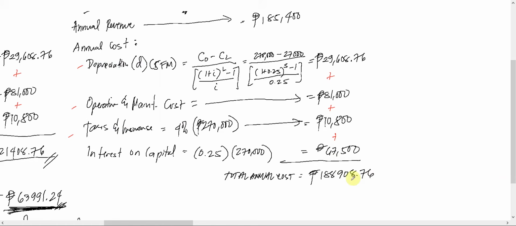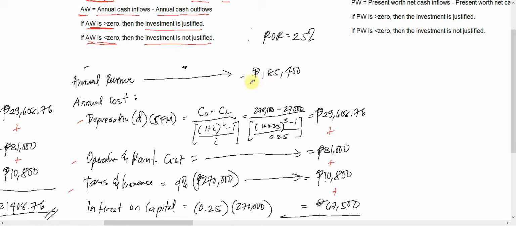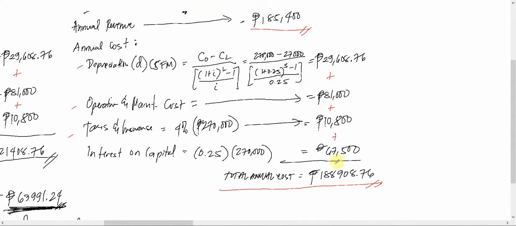188,908.76. So, kung titingnan pa lang natin itong na-solve natin, okay? So, in total annual cost, ibig sabihin ito yung every year na ginagastos natin, 188. Tapos, yung annual revenue natin, ito yung every year na sales natin, 185,400. Kung titingnan natin, 185,000 tapos 188 yung ginagastos mo, lugi ka na, di ba? Lugi ka na agad dito sa business na to.